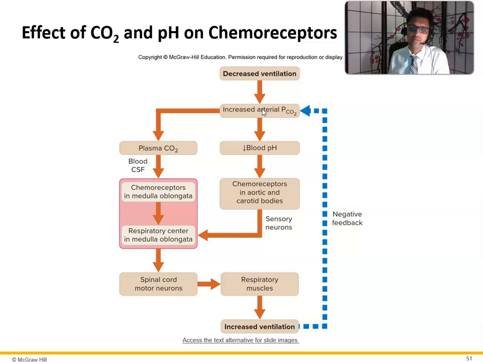Now, let's say we have increased carbon dioxide in the plasma, our CO2 levels. Then our chemoreceptors in the medulla oblongata will stimulate the respiratory center and then back to the spinal cord and respiratory muscles, and we're going to increase again. So again, if I have high CO2 levels in the plasma and my blood pH goes down, then we're going to breathe a little bit faster to get rid of that CO2. Okay.